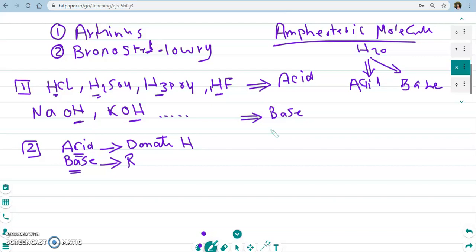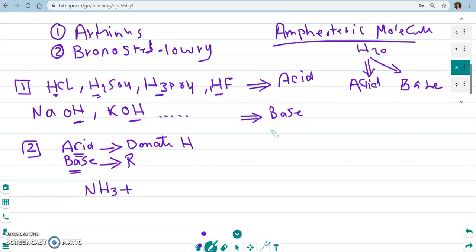but with another solution, it can be an acid or it can be a base according to the other molecule that the water is with. So again, the example here is NH3.